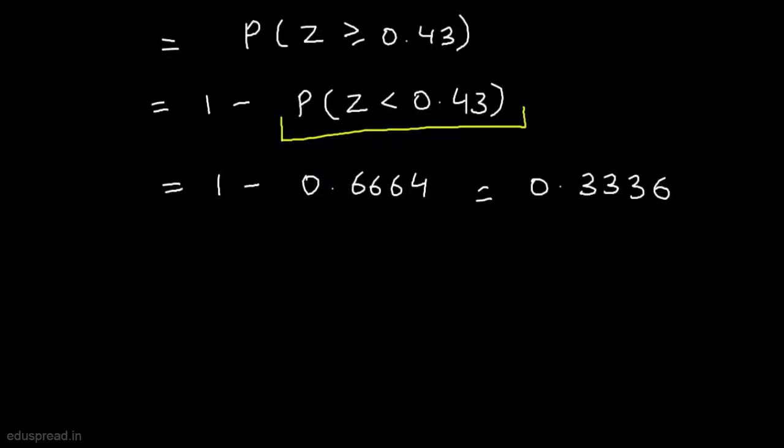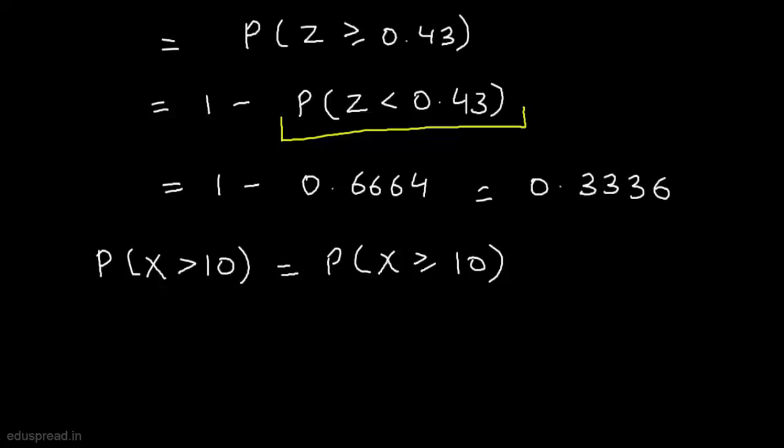Now in the next part, we have to find the probability that X is greater than 10. Note that X is a continuous random variable, and when we talk about a continuous random variable, the equal to sign does not matter. So the probability that X is greater than 10 is equal to the probability that X is greater than or equal to 10. So that means the probability that X is strictly greater than 10 is also equal to 0.3336. So this is all about part A. Let's move to part B.